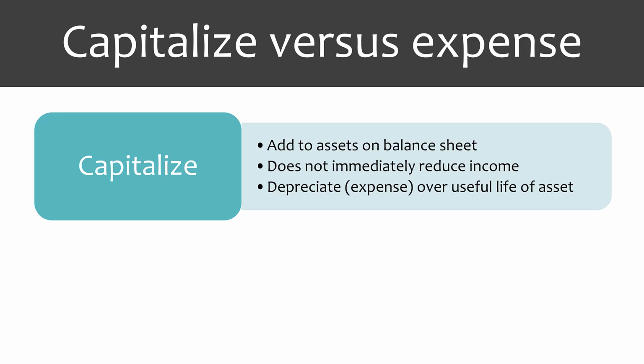So what happens when a purchase is capitalized or expensed? If a purchase is capitalized, its cost is added as an asset on the balance sheet, so assets increase. The purchase of a capital asset does not immediately impact the income statement. The plant asset will be depreciated or expensed over the estimated useful life of the asset.